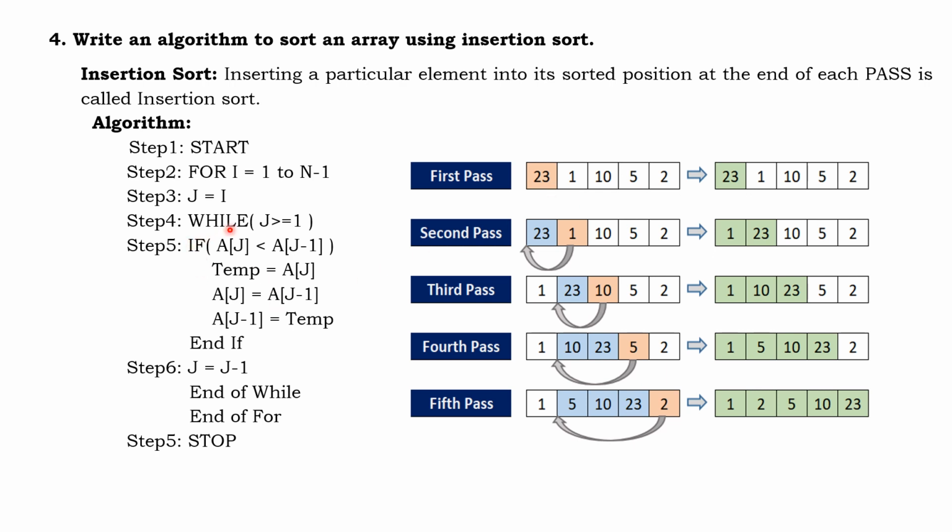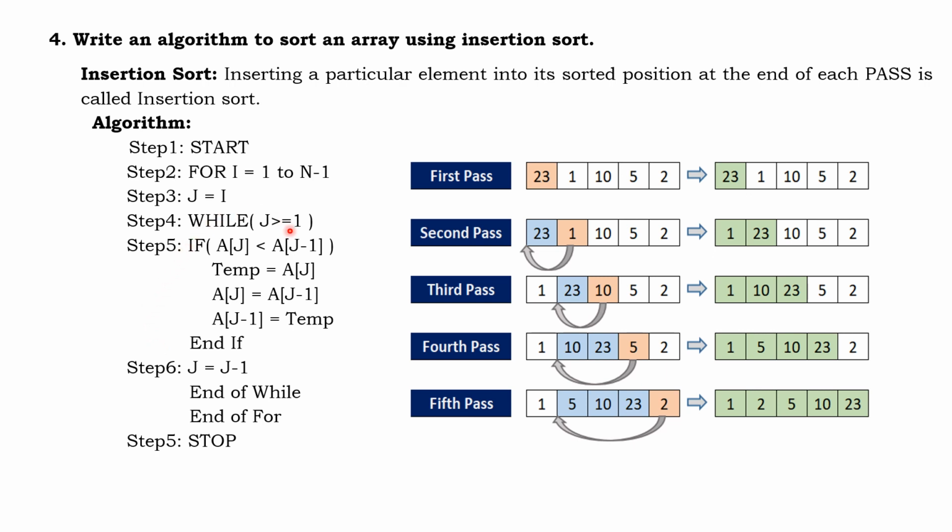So how is the interchange done? Interchange will be done here. Hence, the for loop begins with 1. Why? Because we are comparing position 1 with 0. How is it 0? J minus 1. J is 1. J minus 1 is 0. Always the given position is compared with the previous element. If it is less than, then interchange. Otherwise, no need to interchange.